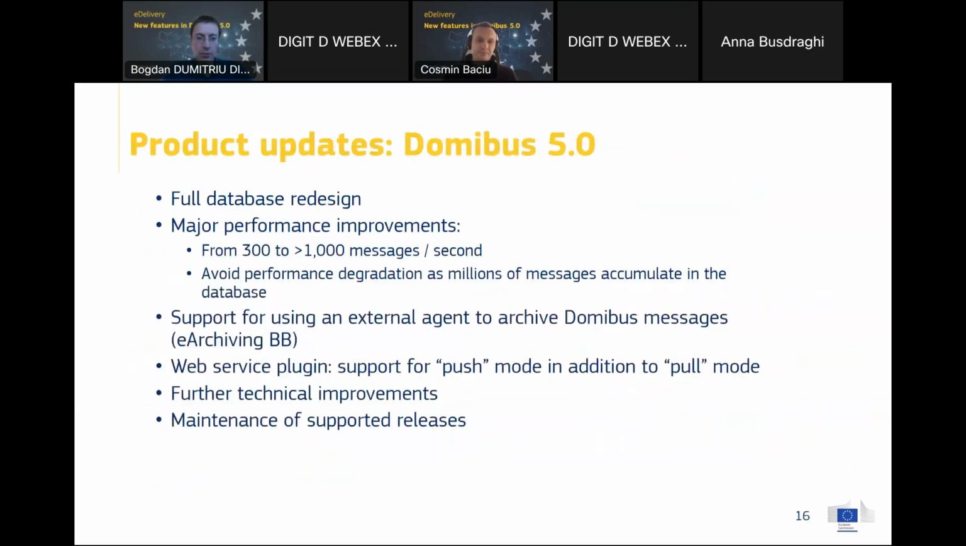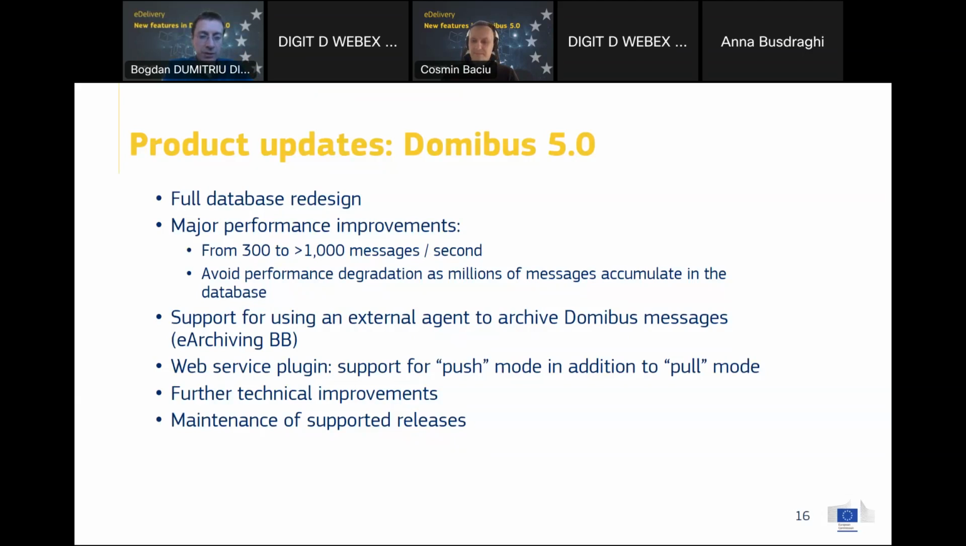So we can now move to the topic of the webinar itself, where Cosmin will go in depth on the 6 bullet points that you see here, that essentially represent a screenshot of what is new in Domibus 5.0 compared to the previous version. I will let Cosmin delve into this at length, so I just wanted to give you a preview for now, that we are talking about major performance improvements, about support for e-archiving, for new modes of operation of the web service plugin, and so on and so forth. Again, Cosmin will go into each and every one of these in depth.